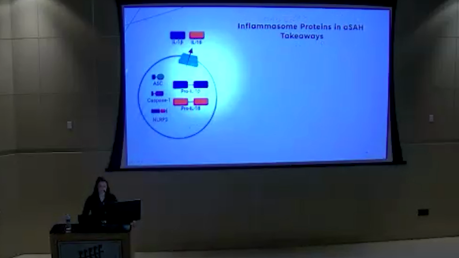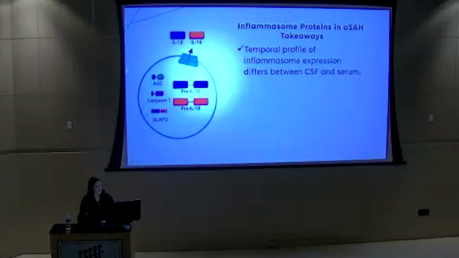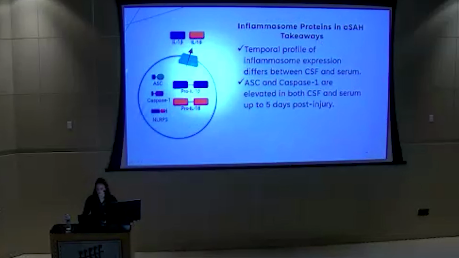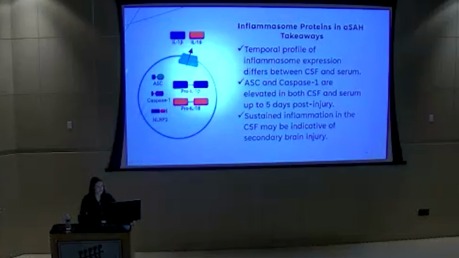So the takeaways from this first set of data is that clearly there is a temporal profile difference between CSF and serum in these patients. ASC and caspase-1 are consistently elevated in both CSF and serum up to 5 days post-injury. So far, those are our more reliable markers. And the sustained inflammation in the CSF may be indicative of secondary brain injury.